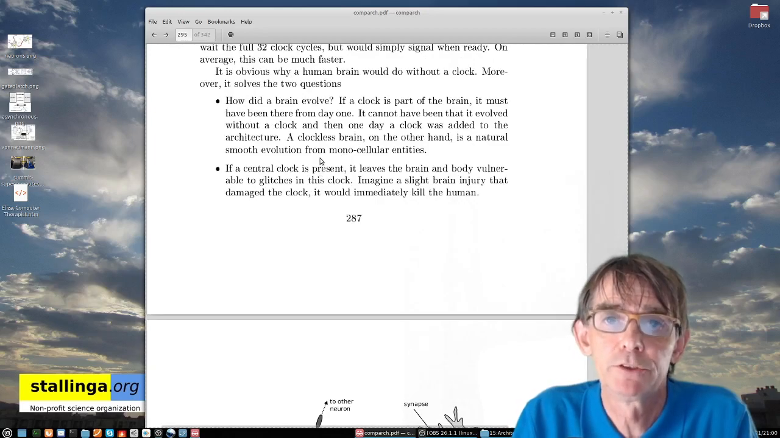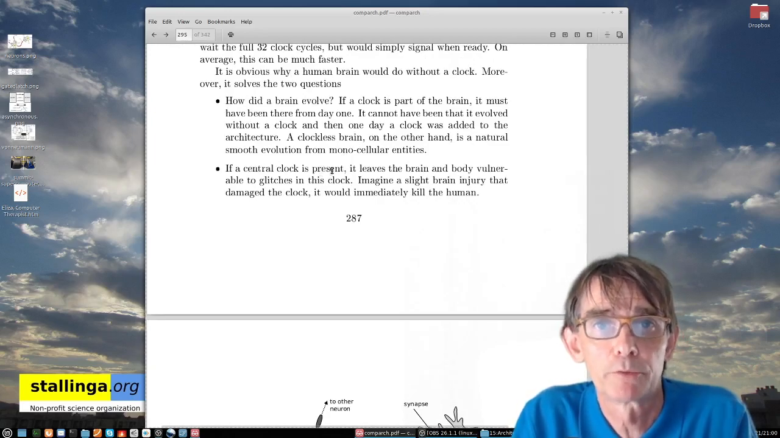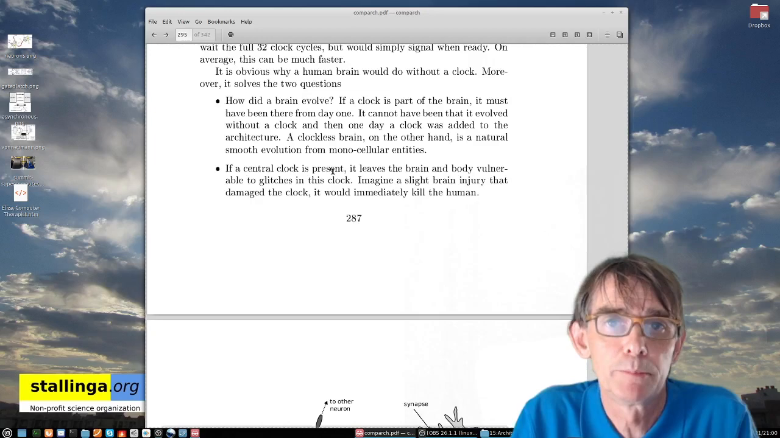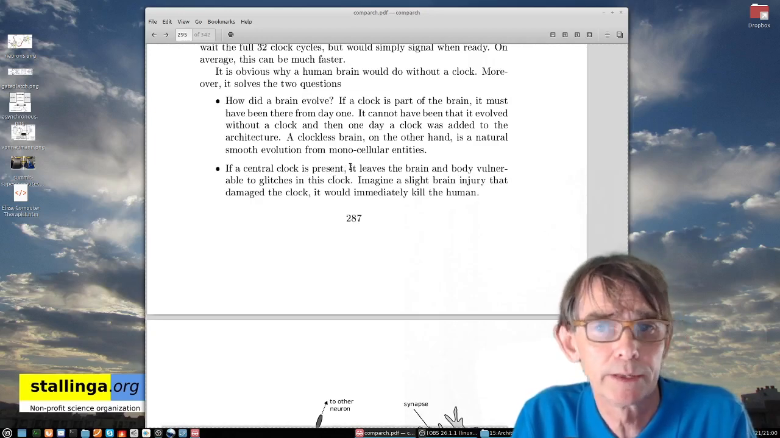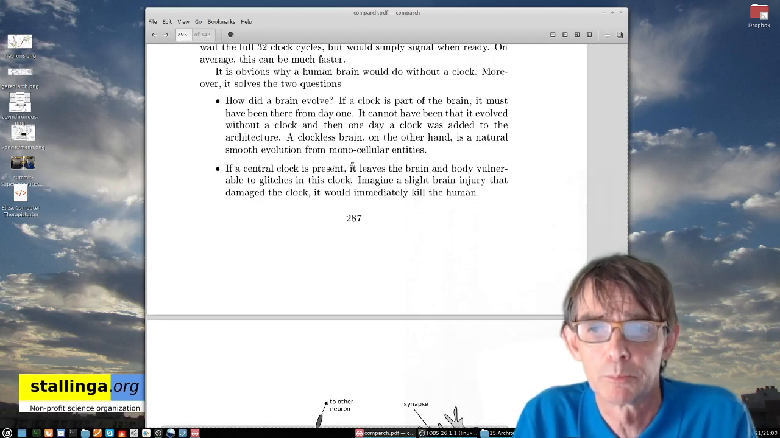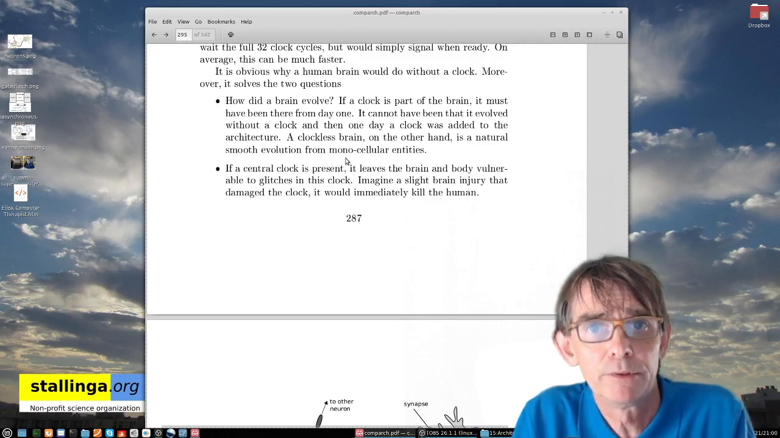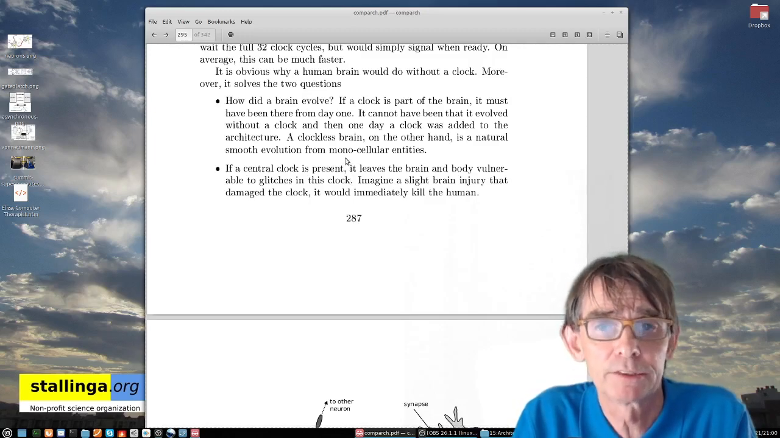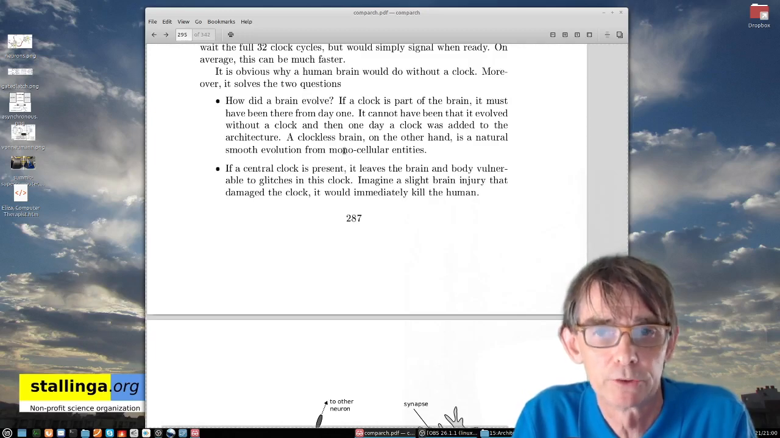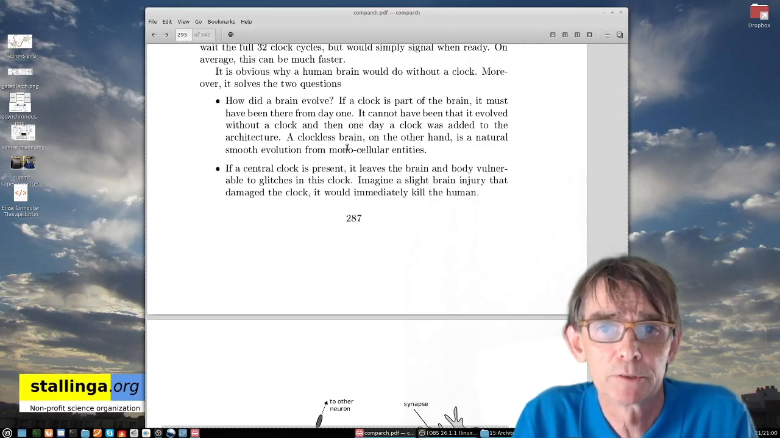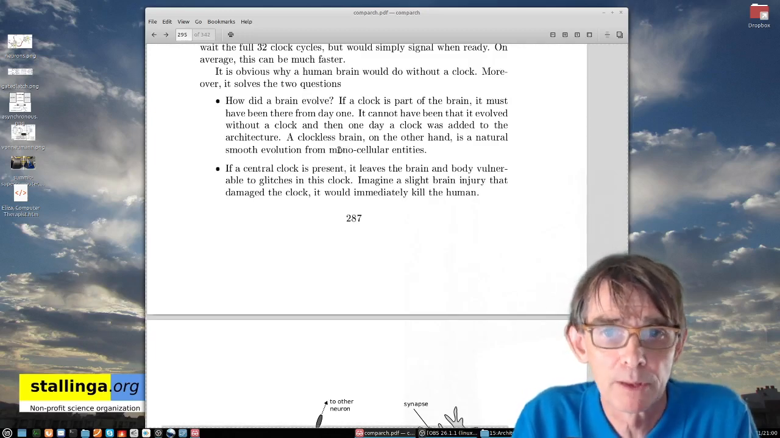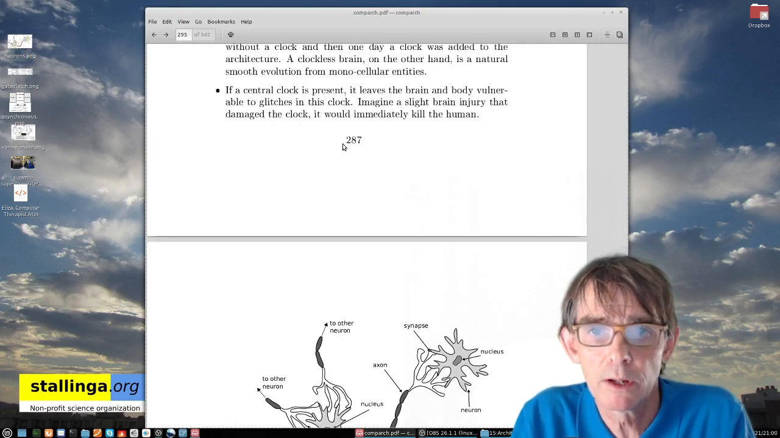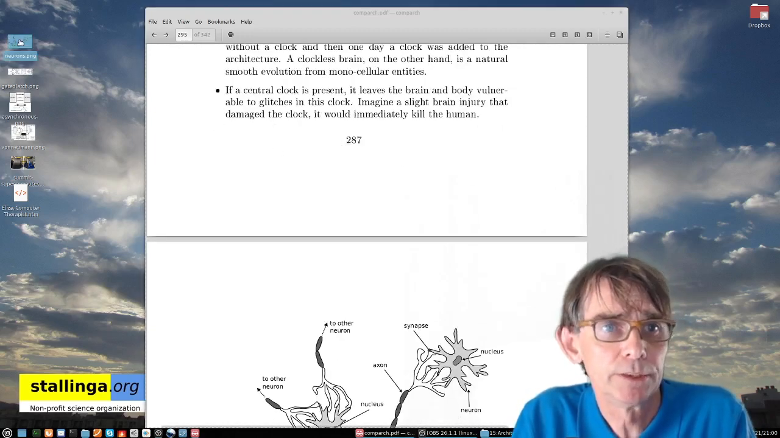And on top of that, imagine your brain has a clock. It would be a small part of your brain. And then imagine that somebody hits you on it. You would be immediately dead, because your brain would stop working. So it's better to have the brain completely decentralized, no central components, no central clock, because then it is much more robust against injury. I hope that you understand this point.